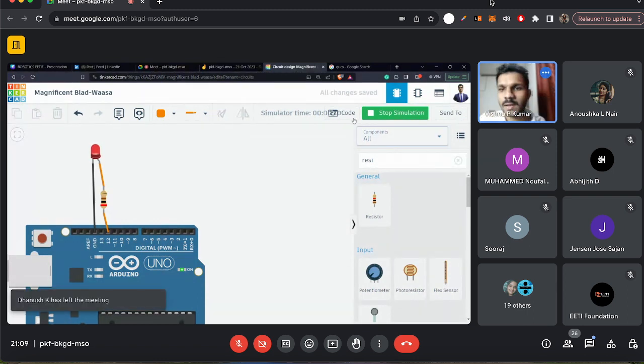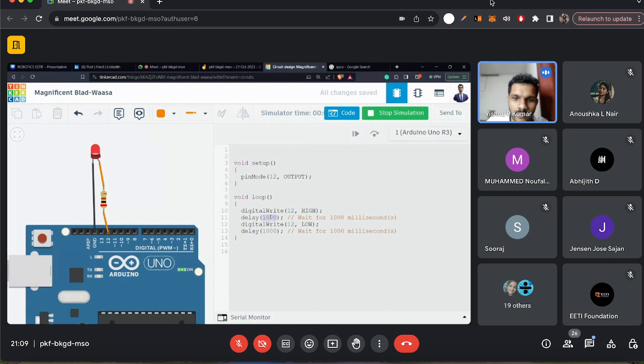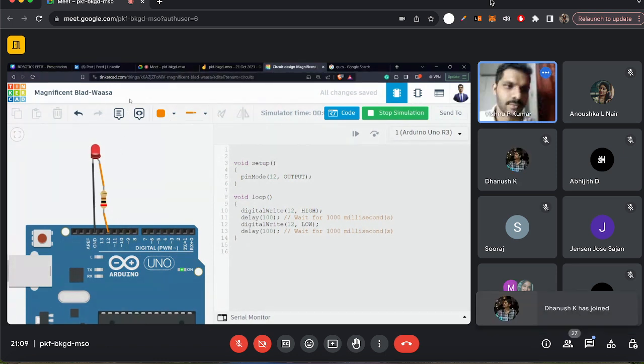So if we want to vary the timing, ഞാനിതിപ്പം 100 ആക്കാണ്. Stop simulation, 100. Okay. Start simulation. കണ്ടോ, സഡൻ ആയിട്ടൊരു ഫ്ലിക്കറിംഗ് ആണ് we are seeing.